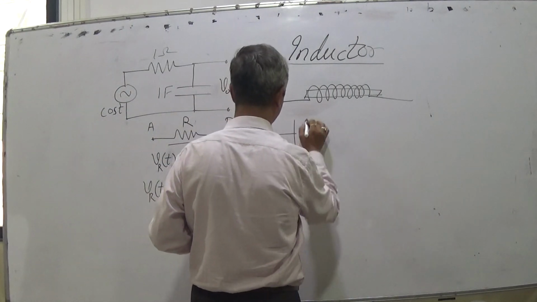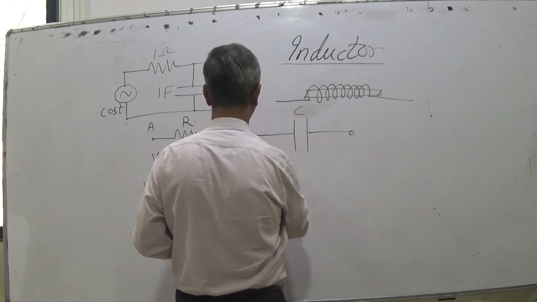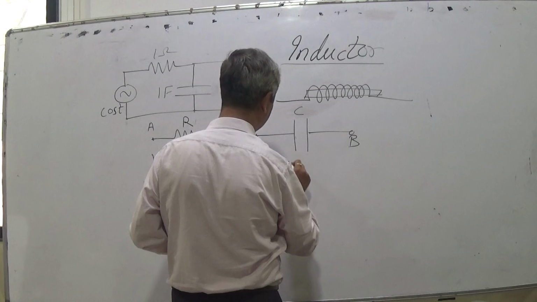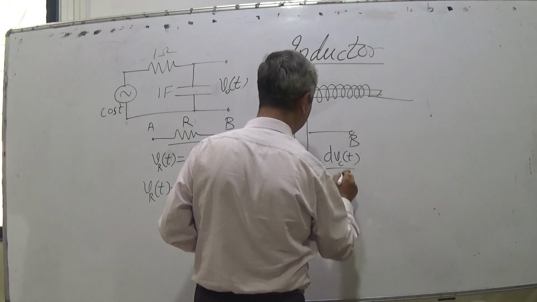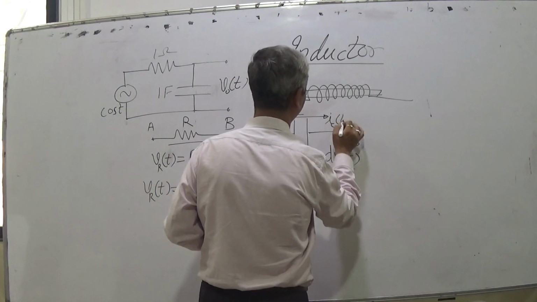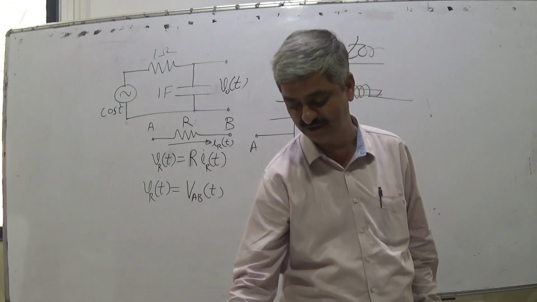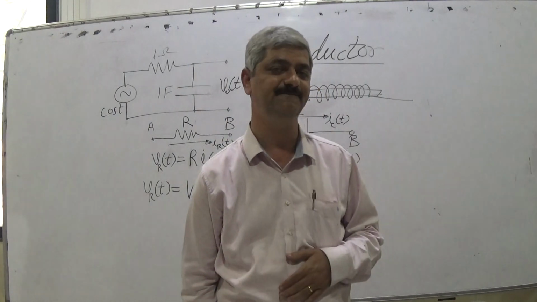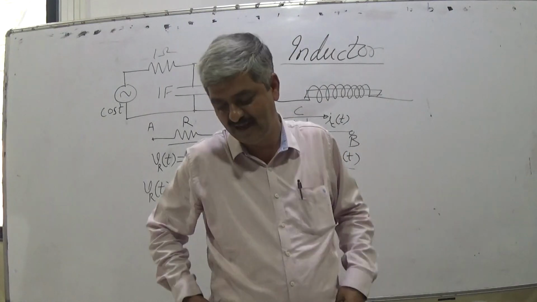Next, for the capacitor, C, point A, point B. Here, the relationship is differential: I_C(t) is equal to C into dV_C(t) by dt, where I_C(t) is the current through the capacitor. Just see, this is the way in which I consume more time, because when I try to tell something, a new unknown emerges and we are bound to spend some time.